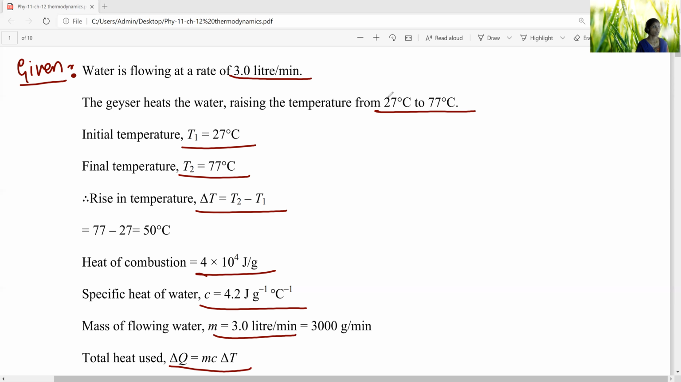Specific heat of water is given as 4.2 joules per gram per degree Celsius. Mass of flowing water m is equal to 3 liters per minute; converting it to grams per minute, it becomes 3000. Total heat used is calculated by using the formula delta Q is equal to mass into specific heat into delta T. So substitute all the given values. After substituting, let us see what value we get.